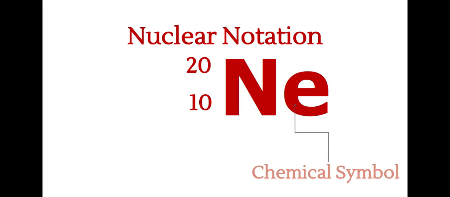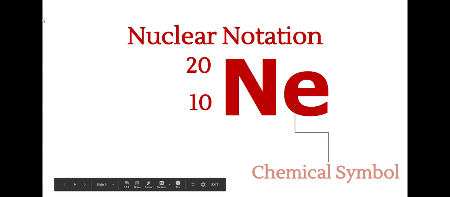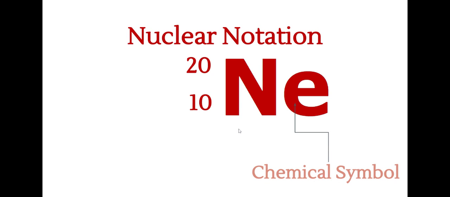There is another way that we can write out the important information about an element, and that's called nuclear notation. You take the chemical symbol, which again is just the abbreviation, which is sometimes the first two letters of the chemical name, but not always, so don't get attached to this. And we place the atomic number, which for neon is 10, at the bottom left-hand corner, and we place the mass number at the top, which for neon is 20.